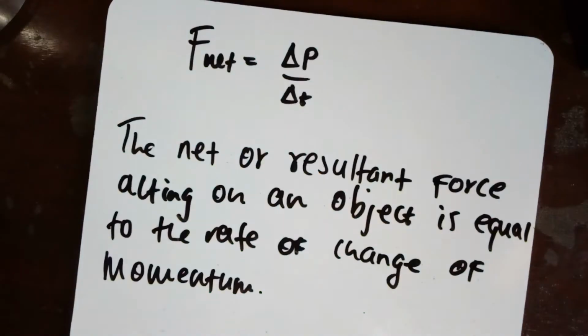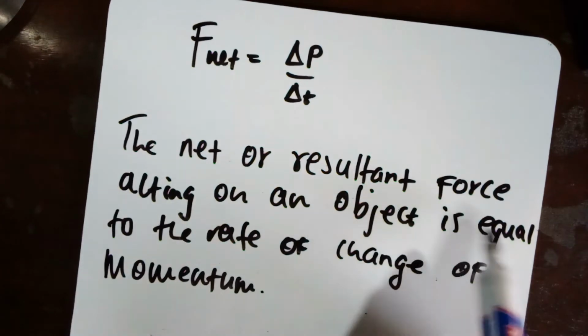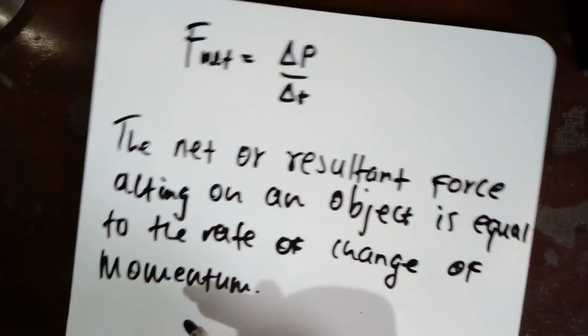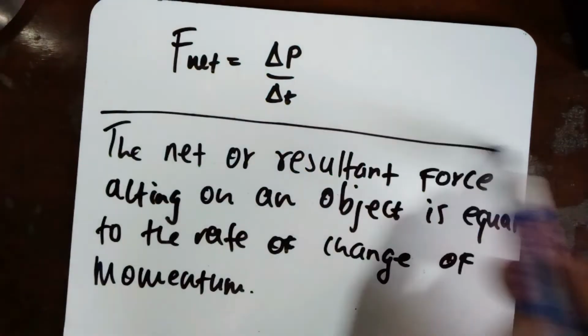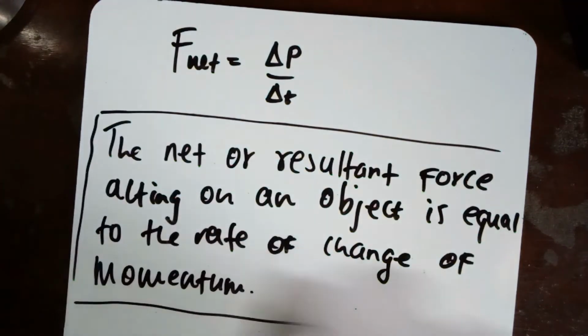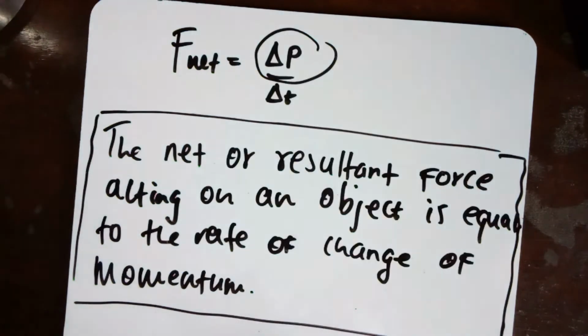This equation, F net equals change in p divided by change in t, means that the net or resultant force acting on an object is equal to the rate of change of momentum. You should know that definition. You should be able to define Newton's second law in terms of momentum.